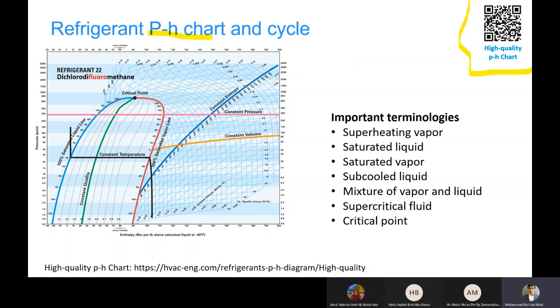What is a pH chart? Okay, this is pure thermodynamics. So P stands for pressure. So it's basically the plot between pressure on the left here and the enthalpy here. Okay, the enthalpy. So the straight line from left to right, this one is at constant pressure.